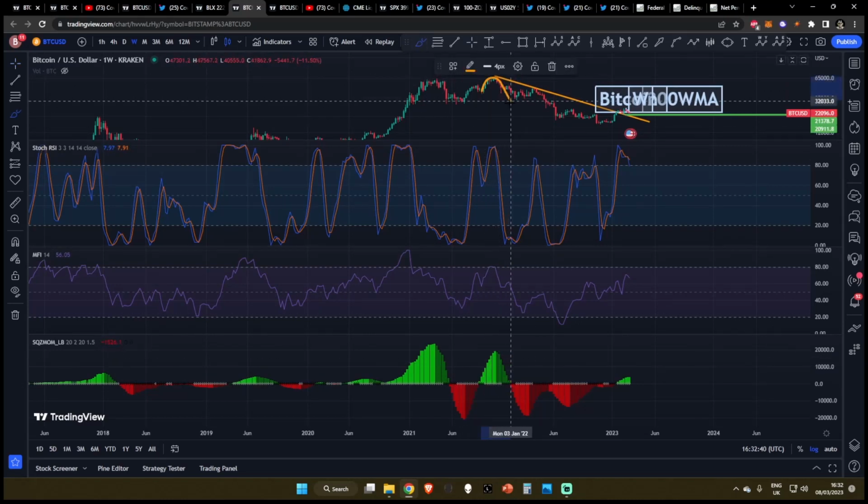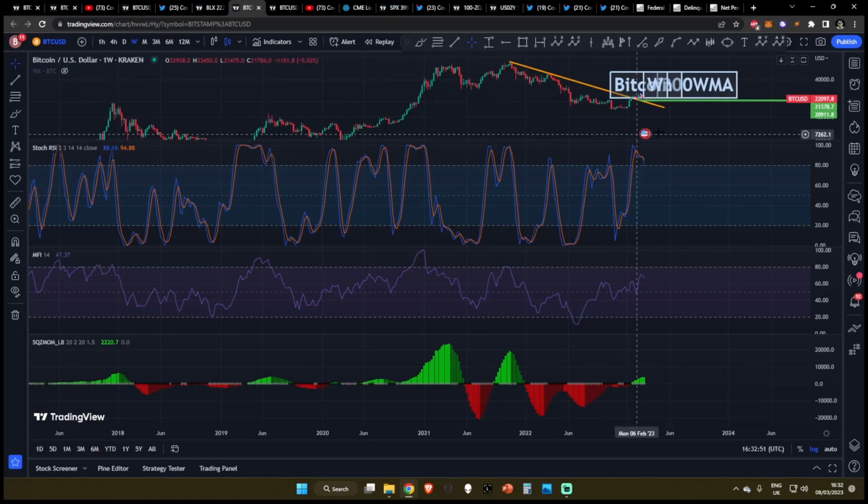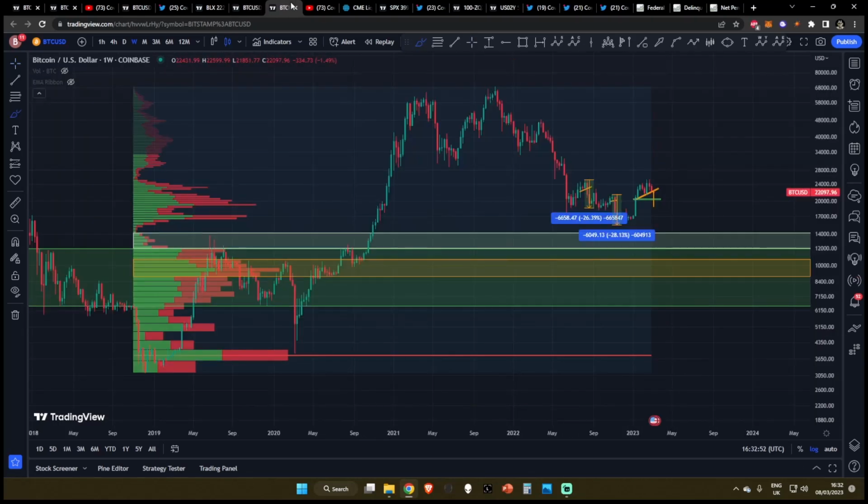In fact, you can see what happened the last time bulls started to lose momentum coming into this bear market. It was not a pretty picture. So we've got a lot of momentum carrying us back down to this trend line. This brings me over to my final chart for Bitcoin.